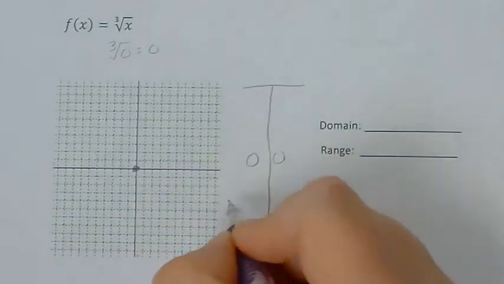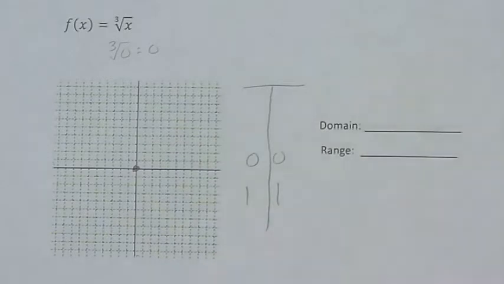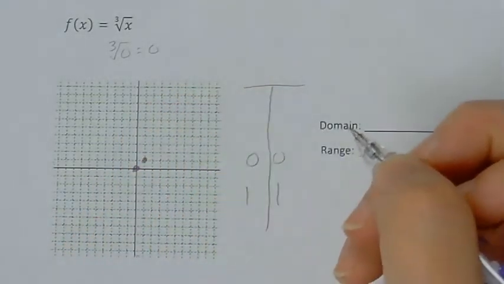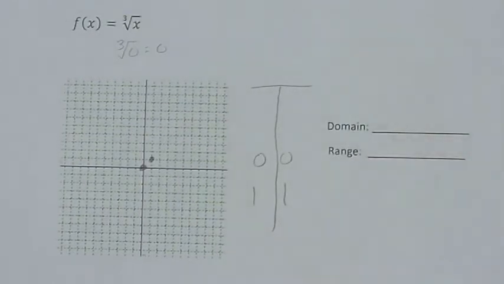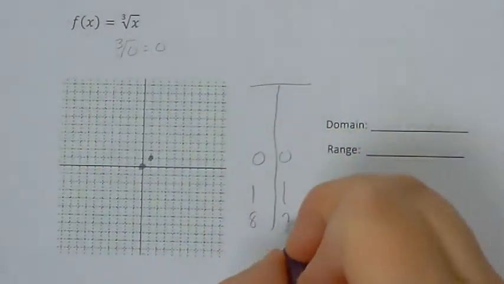Let's try the next number, 1. The cube root of 1 is 1 because 1 times 1 times 1 is 1. Now I'm going to be picky about the next number I choose. I don't want to choose 2 because that would give me a decimal. I don't want to choose 4. That would give me a decimal. The next number I'm going to choose is the number 8, because the cube root of 8 is 2.